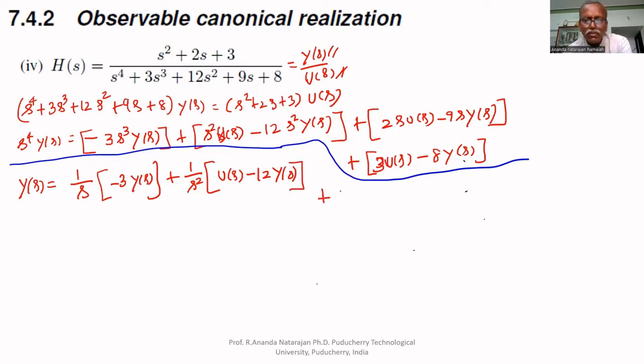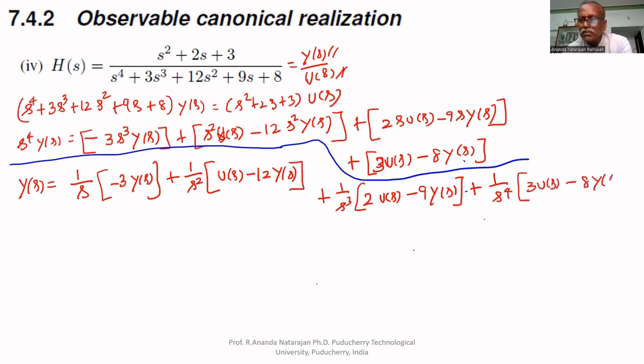Divide by s power 4. This term you will get 1 by s cube, 2 u of s minus 9 y of s, plus 1 by s power 4, 3 u of s minus 8 y of s. That's all. Now we can directly realize this expression.